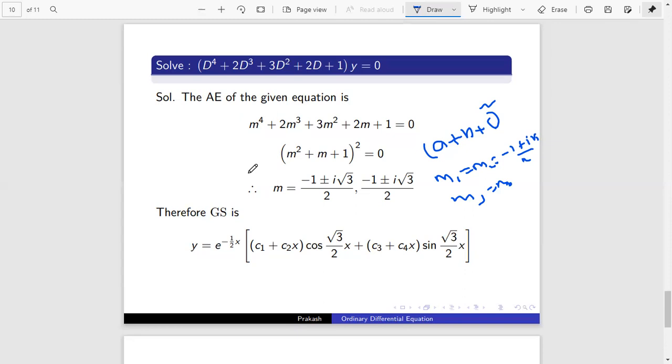In the next class we will see how to find the particular integral, where the right hand side has some terms that involve only x.